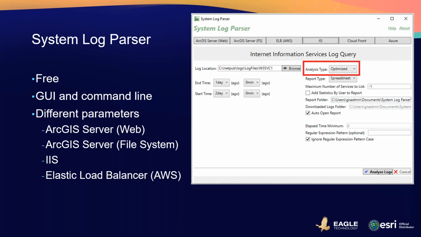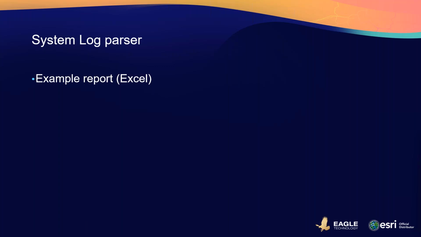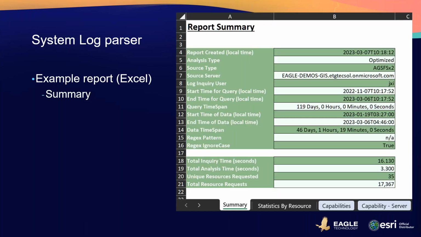Some of the options in the log parser include monitoring of ArcGIS Server as a web service or a file system, looking at IIS or the load balancer. So it's looking at the log files, and then we can actually produce a report. That report is provided as an Excel spreadsheet. That spreadsheet has a number of worksheets, and these worksheets include a summary. So you're just going to see it as a collection of sample data. So we have this summary information.